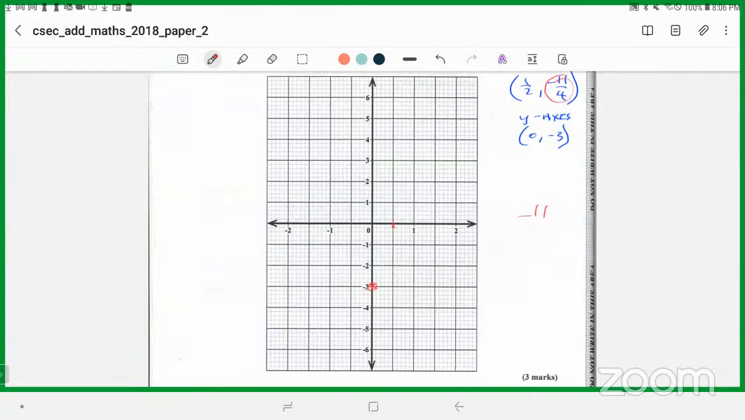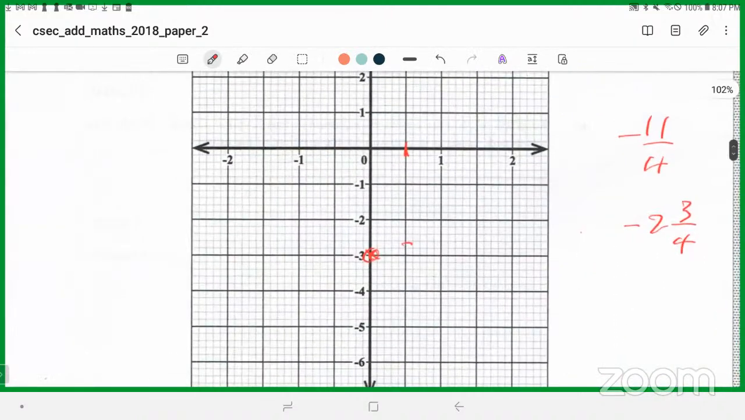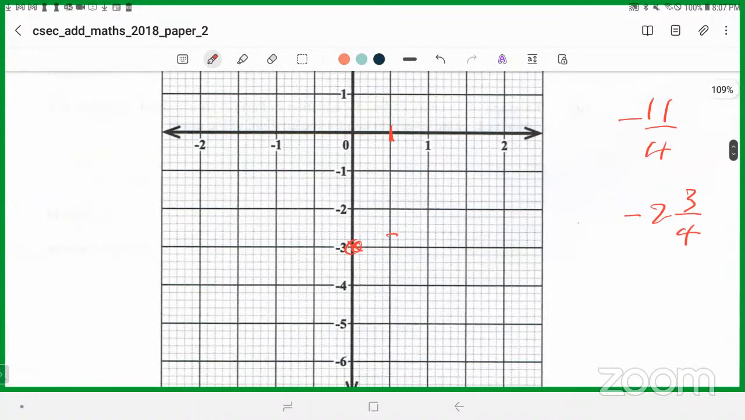No, negative 11 over 4 is the same as negative 2 3/4. So it's just negative 2, negative 2 1/2, negative 2 3/4 around here. So we're talking about somewhere here. Let's zoom it up so you can see what I'm talking about. I'm looking for negative 2 3/4 for the maximum point.